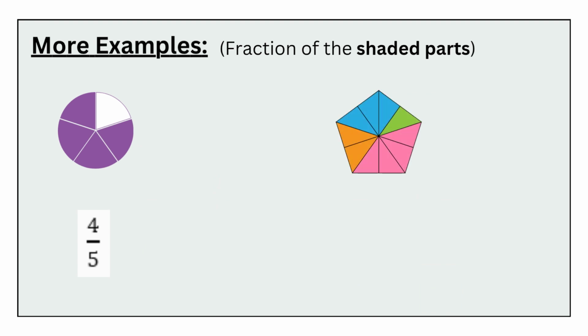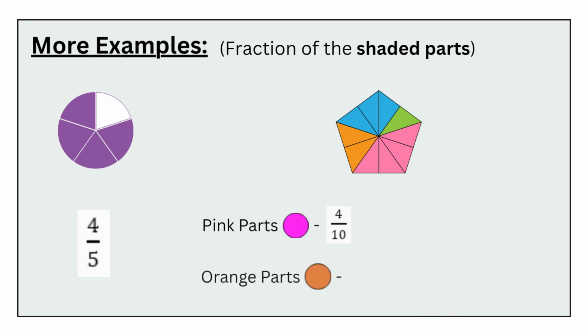If a pentagon is divided into 10 equal parts and its parts are shaded with different colors, let's consider the fraction of each color. The pink color is filled in 4 parts out of 10 equal parts. Therefore, the fraction of the pink colored part is 4 by 10. The orange color is filled in 2 parts out of 10 equal parts. Therefore, the fraction of the orange colored part is 2 by 10.